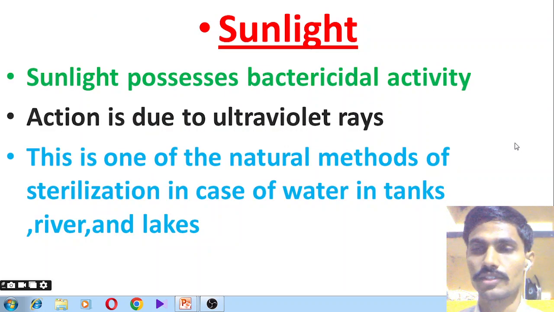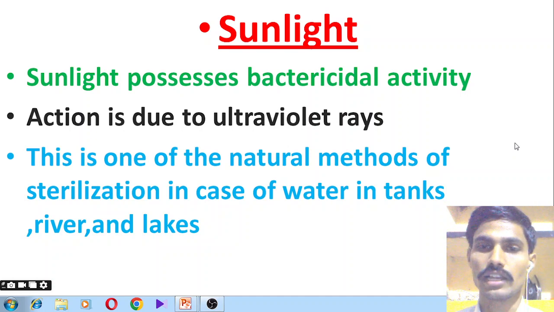Next, there is sunlight. In physical sterilization there is one method, that is sunlight. Sunlight possesses bactericidal activity, meaning sunlight kills bacteria. The action is due to ultraviolet rays. Why does sunlight have bactericidal activity? Because in sunlight there are ultraviolet rays. Those ultraviolet rays cause the bactericidal activity, meaning those rays kill the bacteria.